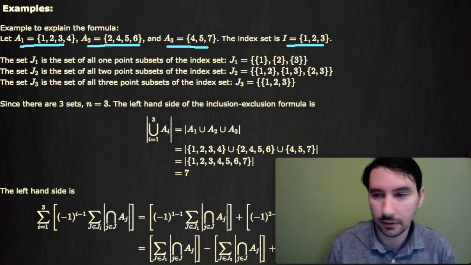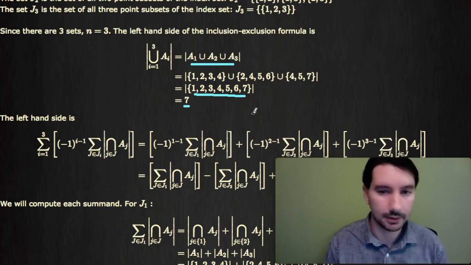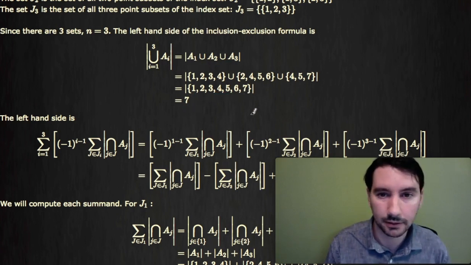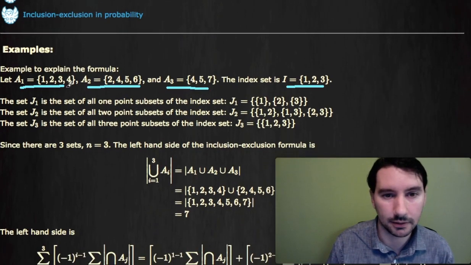So if we just directly compute the number of elements in this union, so if we take the union of A1, A2, A3 and then find how many points there are, we get all the numbers 1, 2, 3, 4, 5, 6, 7, which has 7 elements in it. So there are 7 elements in the union of all these sets. That is, if we look at the sets above as they're defined, there are 7 distinct points among all the sets.